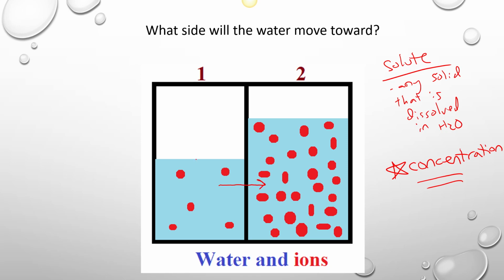Now, why is that? Well, if we take water away from here, it's going to make these dots come closer together. If we put more water on this side, it's going to spread these dots farther apart. We're concerned about the space between the dots, so by making these closer together and these farther apart, we will reach our equilibrium. So in order to achieve equilibrium, water is going to move from side 1 to side 2.